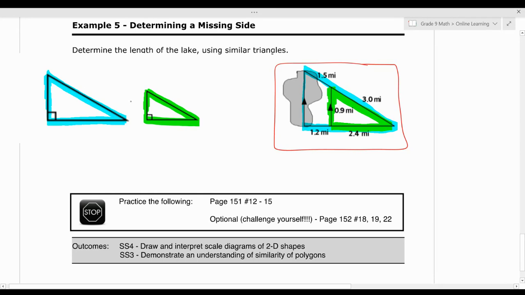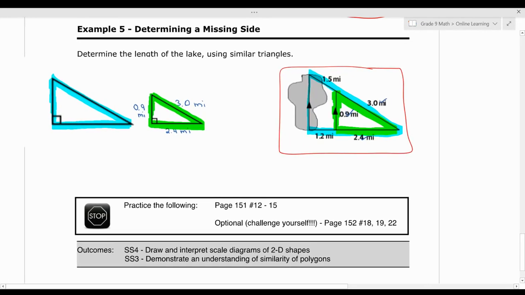They're telling me that this is 0.9 miles, this is 2.4 miles, and this is 3.0 miles. So I use this number, this one, and this one. Then what it's asking you to find is the length. So this is their lake, and I'm trying to find this length here.